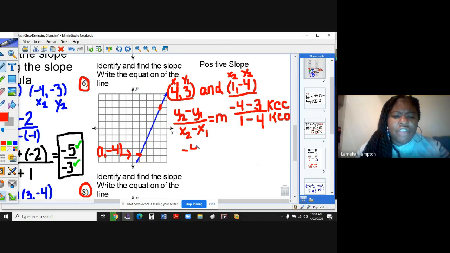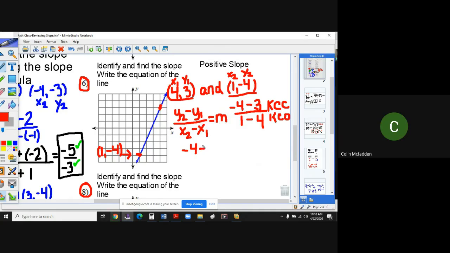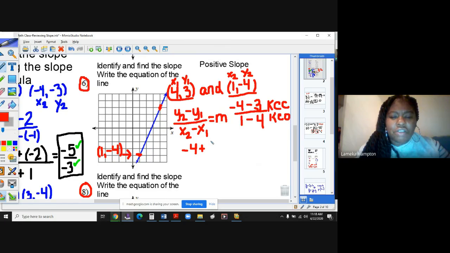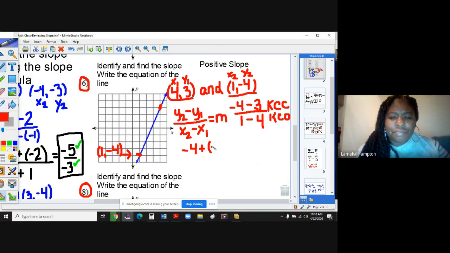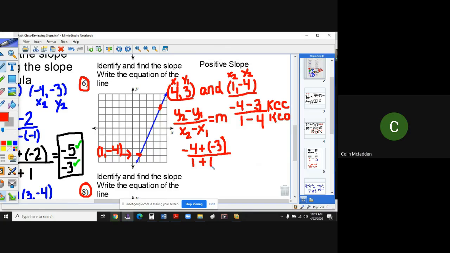All right. So I have negative 4 plus, what's my second number going to be? Because I have to change that second number. So what's the opposite of 3? Negative 3. Okay. And that's going to be over 1 plus, what's my second number? What's the opposite of 4? Negative 4.